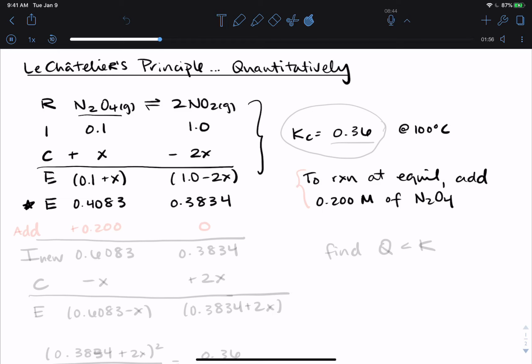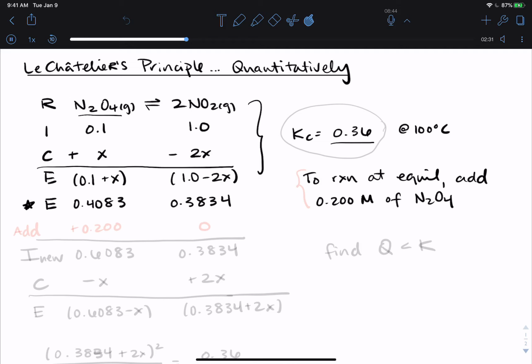Hopefully you said that the reaction shifts to the right. It's going to minimize that disturbance that we put in. It's going to rebalance the reaction so that the products over reactants have the equilibrium constant ratio. Now, we can solve for what the new equilibrium concentrations would be with everything that we already know.